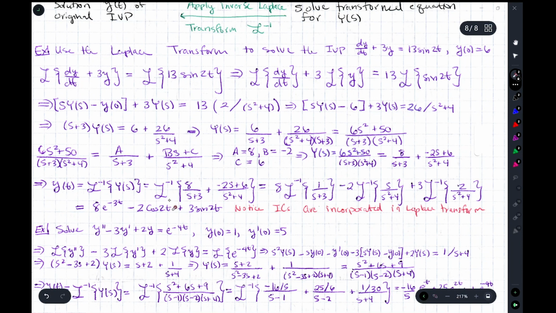So the inverse Laplace transform of this, by linearity, is equal to this over here. Okay, linearity. So you just break up these sums, and you get what's inside the inverse Laplace transform in the forms that we have a table for. Okay, and you inverse Laplace transform, and you get this. And look at that. We don't have these arbitrary C1, C2, or whatever, because the initial conditions are already incorporated into the Laplace transform.